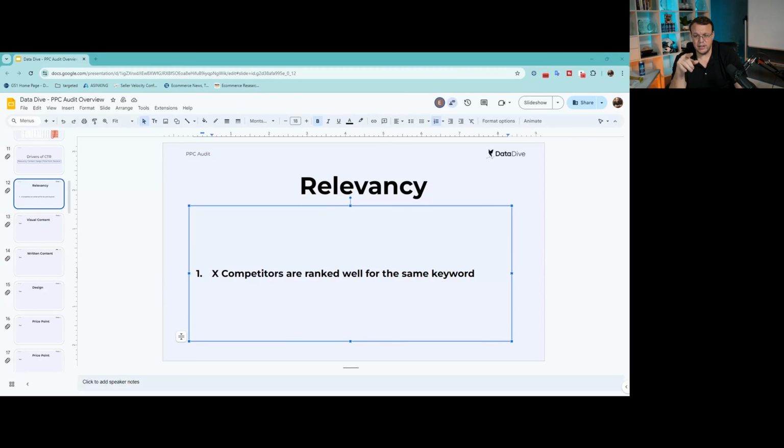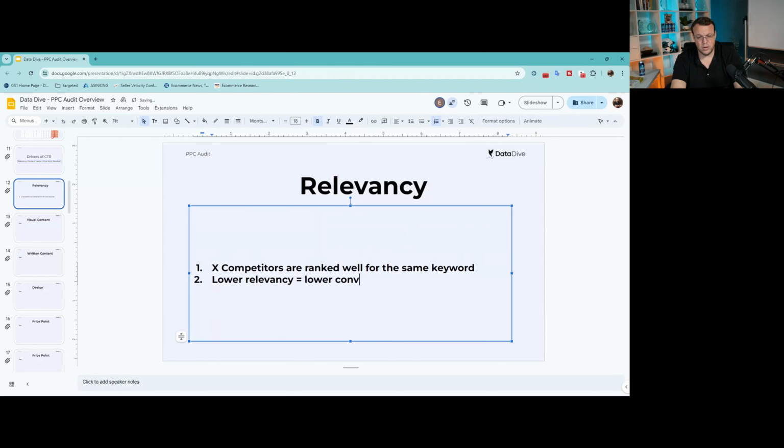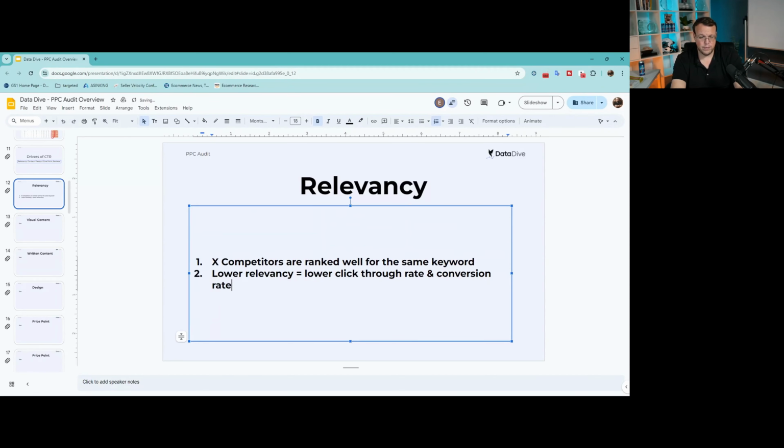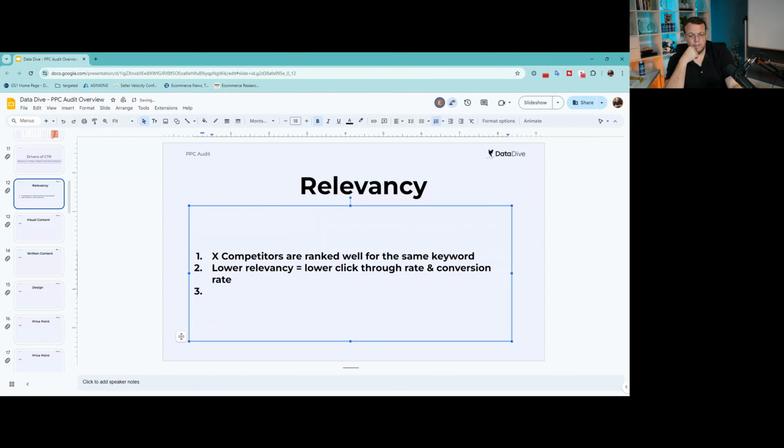And that is exactly one of the things it leads to. Lower relevancy equals lower conversion rate, usually. Well, click-through rate and conversion rate. So we can stop there.